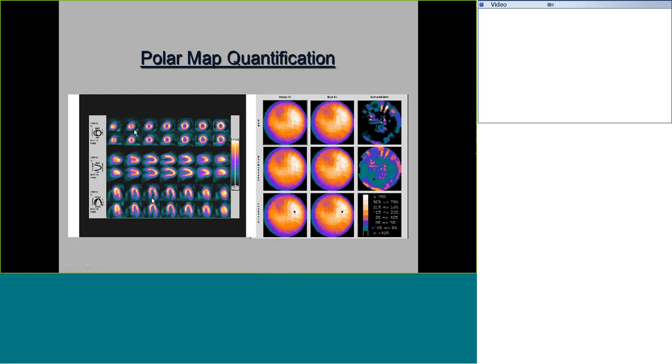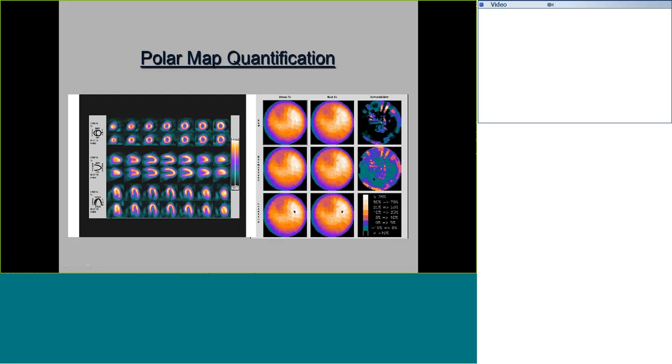So the same visual interpretation also can be quantitated using polar map. This polar map is a computer generated map, but this map is generated using the patient's own data. It is basically the stacked up images of the short axis from apex to base shown as a polar map, and this particular stress rest map is compared to a normal database.